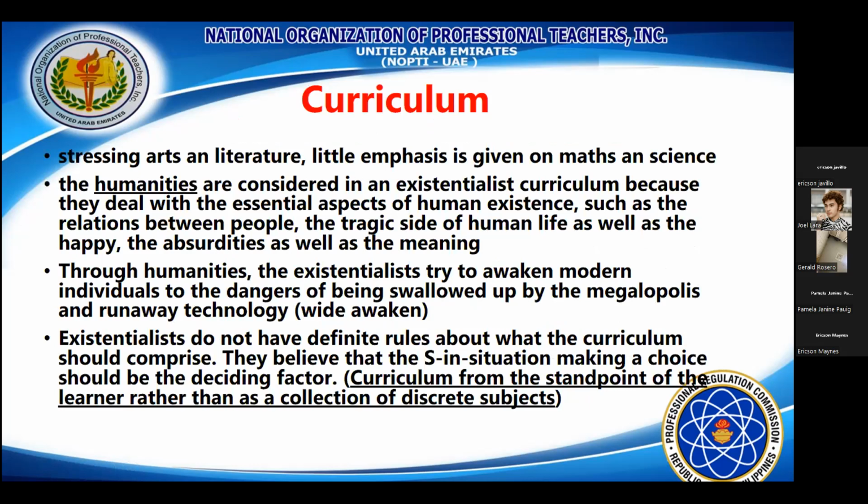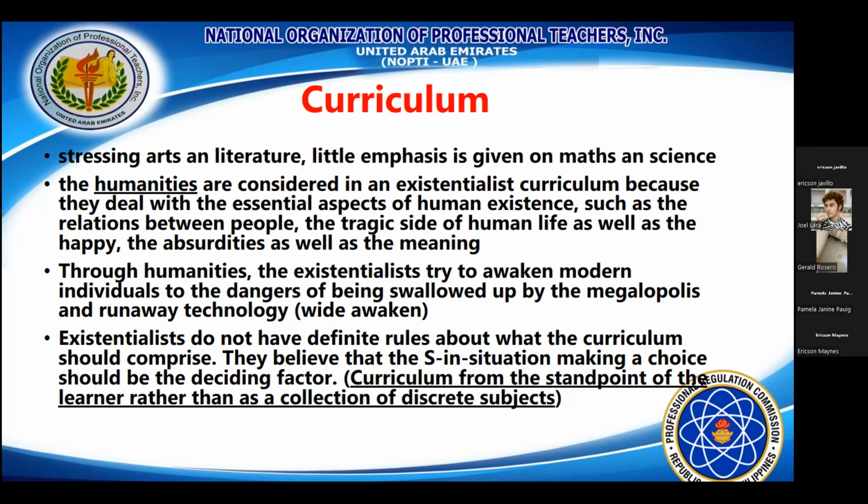So, dito, arts with little emphasis is given on mathematics and science. So, hindi masyado sa science. Kasi nga sa arts and literature. Humanities. Di ba yung mga subjects ng humanities, yun dapat yung existentialist na curriculum. Kasi hinahanap natin yung meaningful life, meaningful existence.